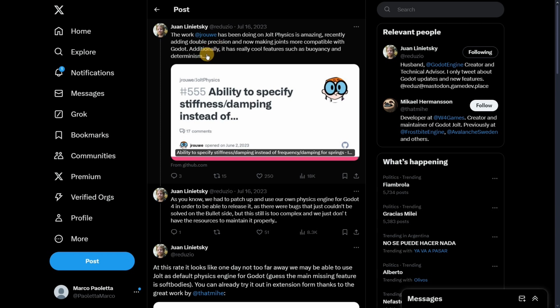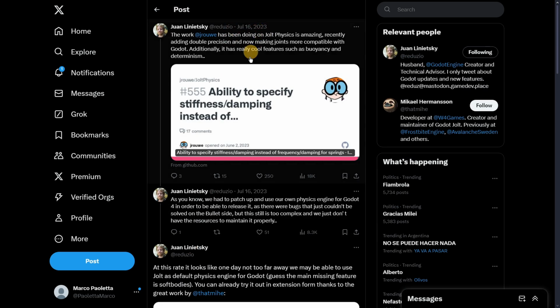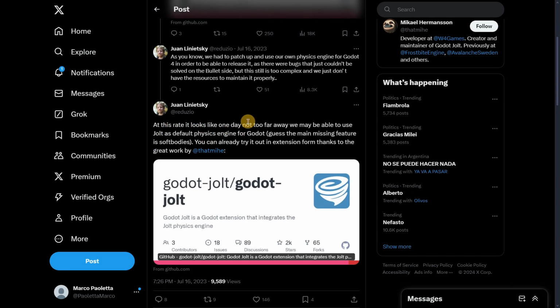Basically, here he's recommending using Jolt physics, and then in this other part of the tweet, on the exact same day, he says that not super far away, Godot could be using Jolt as the default physics engine. And also that the main missing feature is soft bodies. But if soft bodies are implemented in Jolt, we could possibly be seeing Jolt as the default physics engine.